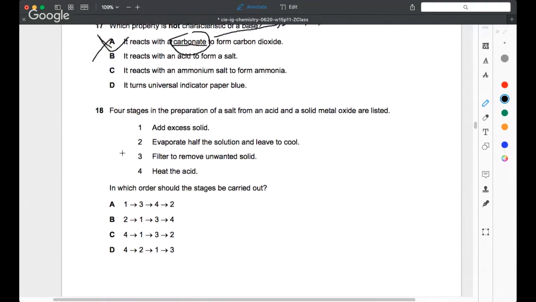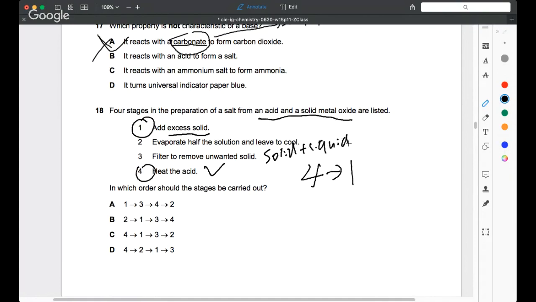Number 18. Okay, so we are producing a salt from basically a neutralization reaction between an acid and a metal oxide. So the first step will be 4. We need to heat the acid to activate the process, basically to give more energy to the reagent, so we can activate the reaction. And 4 is the first one, and the second one is 1, because now we are just mixing the reagent. And after we mix the reagent and the reaction has happened, because the solid is in excess, we have a mixture of solid plus liquid.